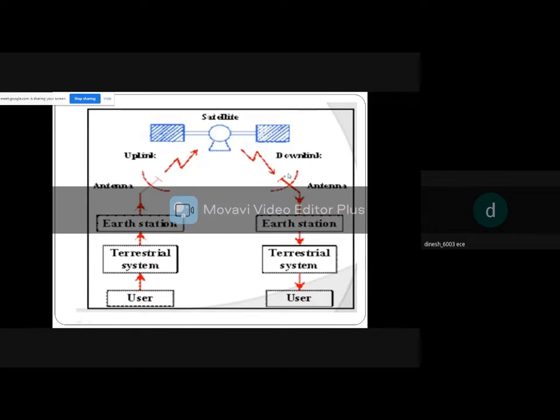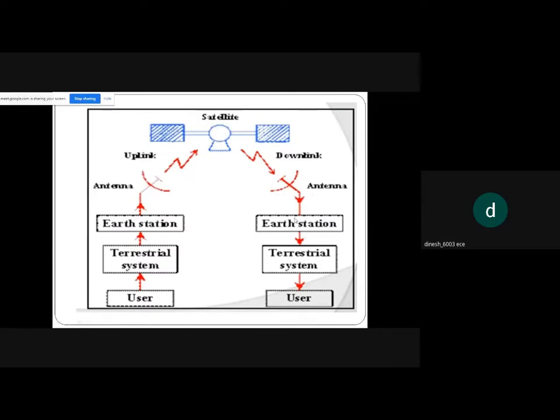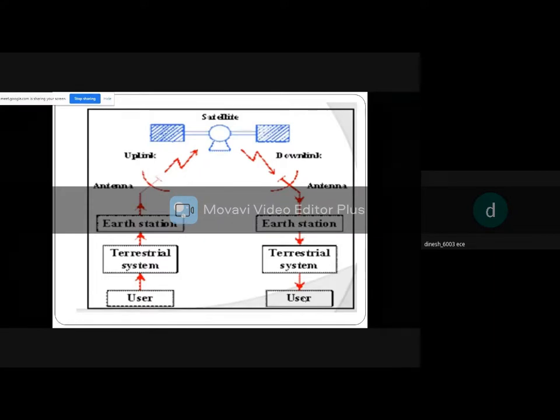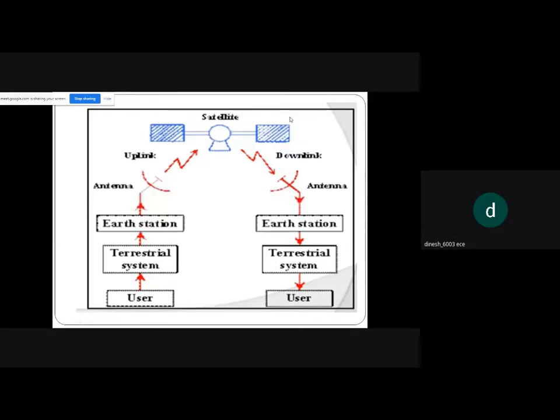And they come to the receiving antenna, and at the receiver antenna you can see the direction goes to the Earth station. And similar to the transmitter, we have a terrestrial receiver and the corresponding user. So this is your generalized block diagram of satellite communication. Whatever happens on the Earth is called the Earth segment. Whatever happens within the satellite is your space segment.